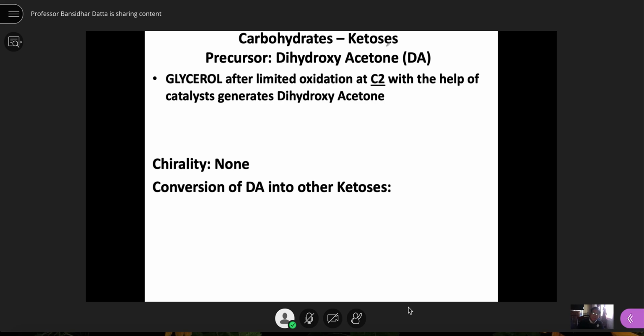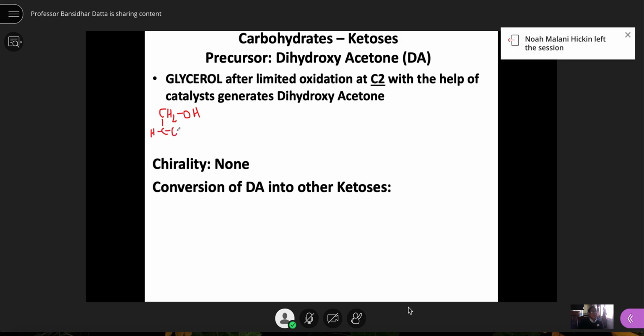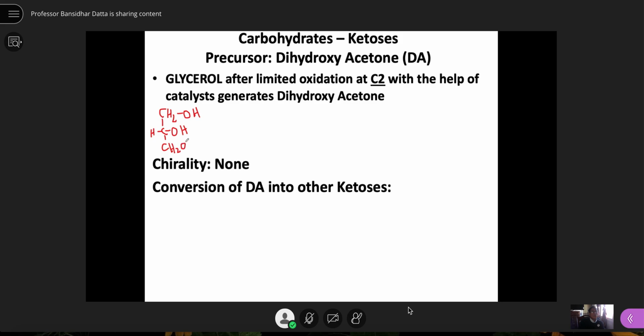Next is the carbohydrates, ketoses. Going down with aldoses, the precursor of ketoses is dihydroxyacetone. If you start with glycerol, remember the glycerol structure I gave you earlier: CH2OH is carbon number 1, carbon number 2 is CHOH, always in the D configuration, hydroxyl group on the right-hand side, and carbon number 3 is CH2OH. That's our glycerol.